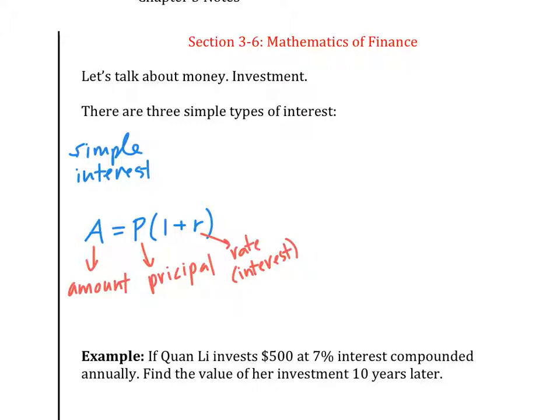All right, the second kind of interest is compound interest. Compound interest means that a few times a year, you will get some interest. And then once you get the interest, you add it back into your overall amount. And then you keep rolling more and more money with your interest. Does that make sense?